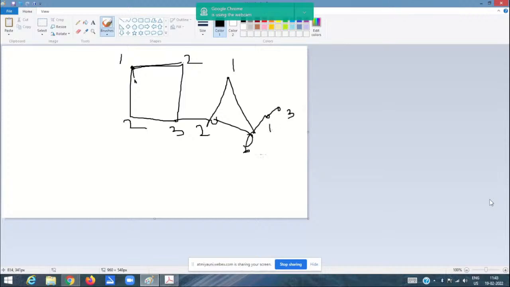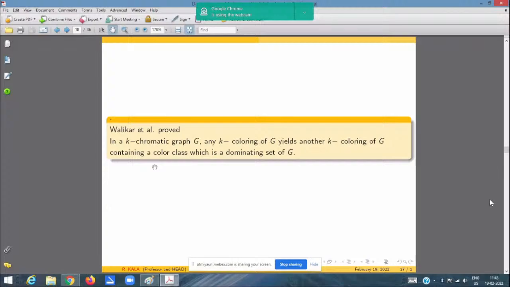So you have three color classes, and you can see that no color class is a dominating set. If you look at all the vertices with color 1, it is not a dominating set, since this vertex will not be taken care of. All the vertices with color 2 are not a dominating set, and all the vertices with color 3 again are not a dominating set. But Walliker proved that you can recolor this graph using, of course, the same three colors in such a way that one color class is a dominating set. That can be done. If I use color 1 here instead of color 3, then the vertices with color 1 will be a dominating set. So that is the idea behind this.